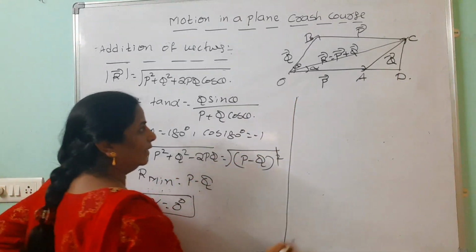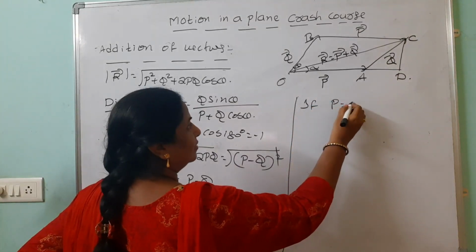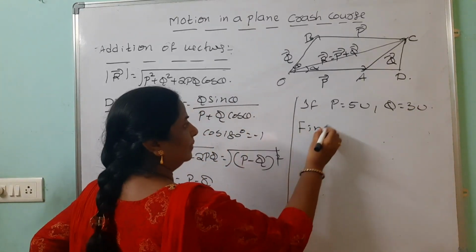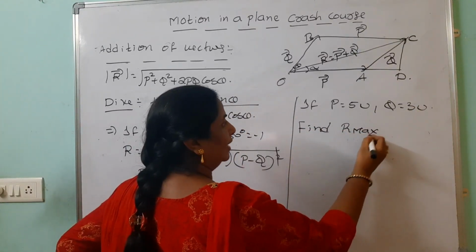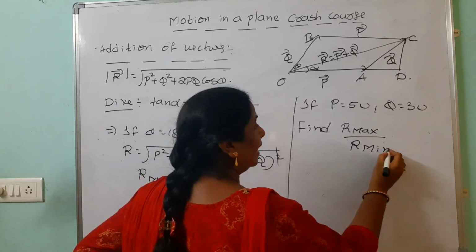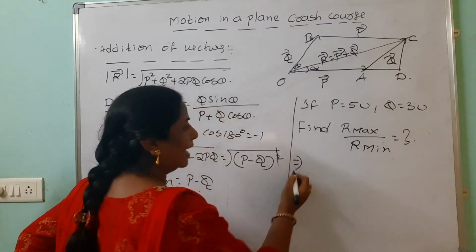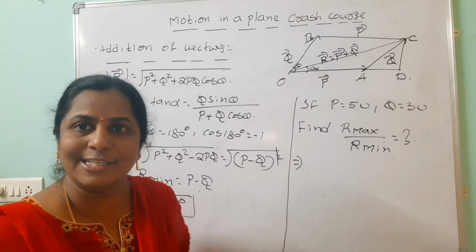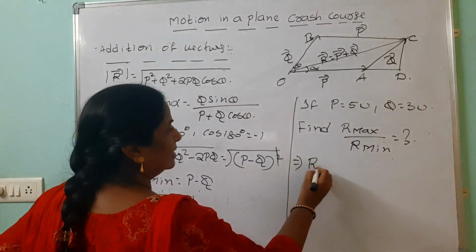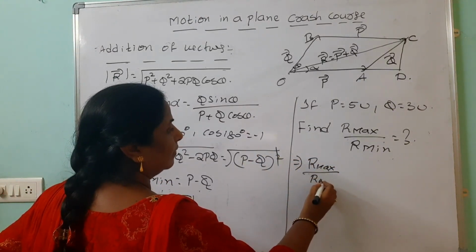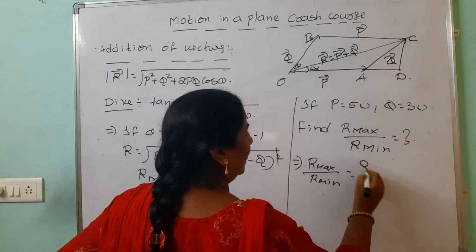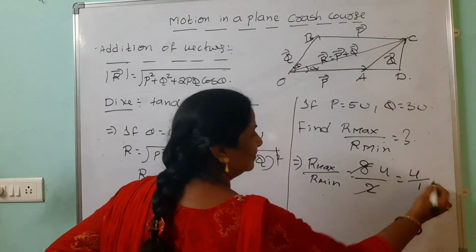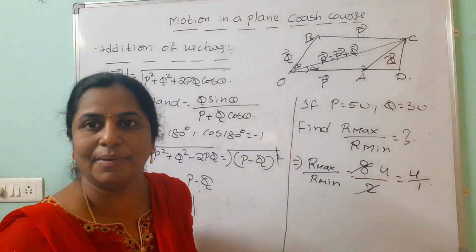One problem we are doing here. Look. If p equals 5 units, q equals 3 units, find R maximum by R minimum. They didn't mention any angle. The given hint is what is R maximum and what is R minimum. R maximum means immediately theta is how much? 0 degrees. You should add. So answer is 5 plus 3, 8. 5 minus 3, 2. So 4 is to 1. Like that, you should find out R maximum by R minimum.